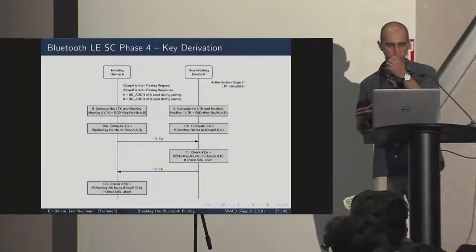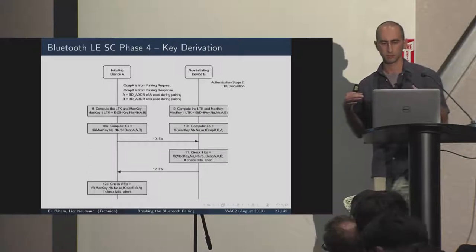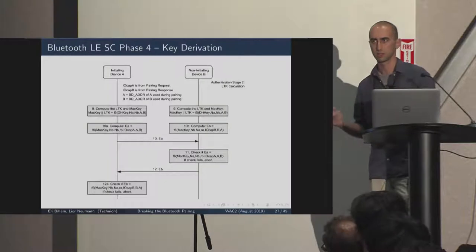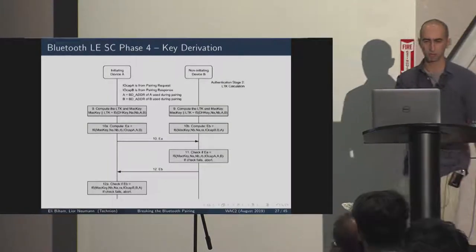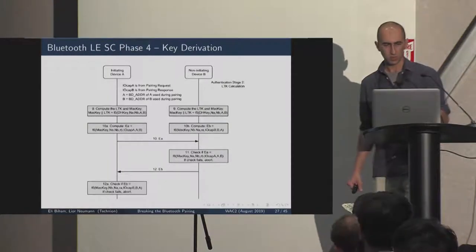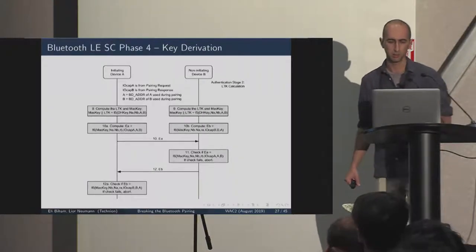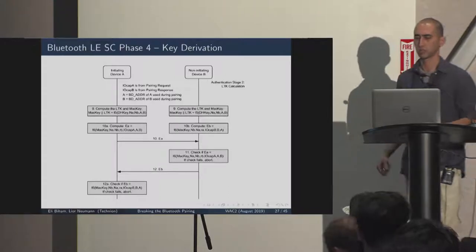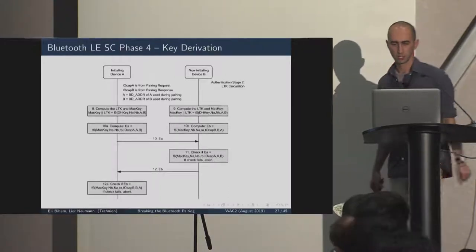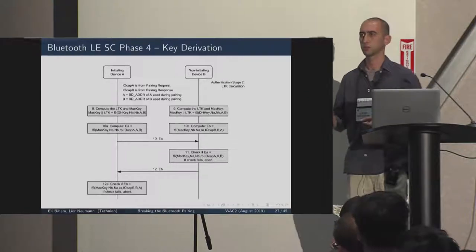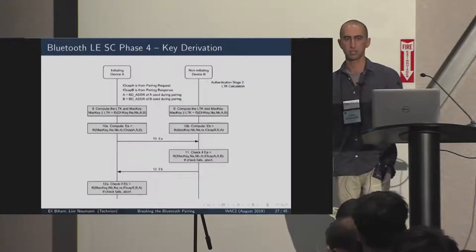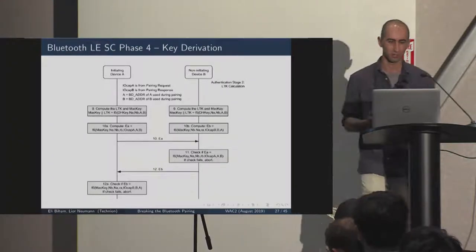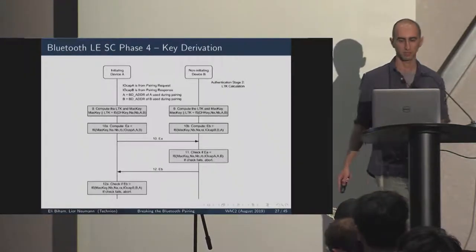The key derivation phase begins where function F5 is applied on the shared Diffie-Hellman key, both nonces, and both MAC addresses. We then derive the long-term key and the MAC key using function F5. And then two confirmation values are exchanged, EA and EB. These values are exchanged in order to make sure that both devices actually got the same Diffie-Hellman key, which is something important if you want to continue encrypting and decrypting messages.